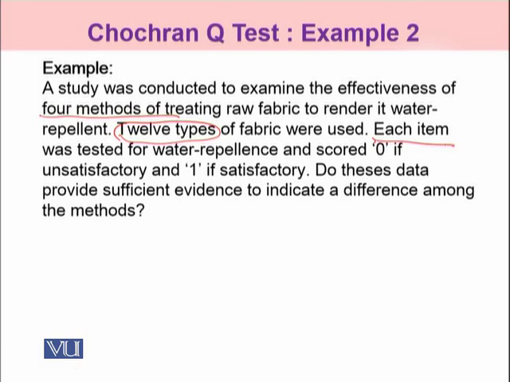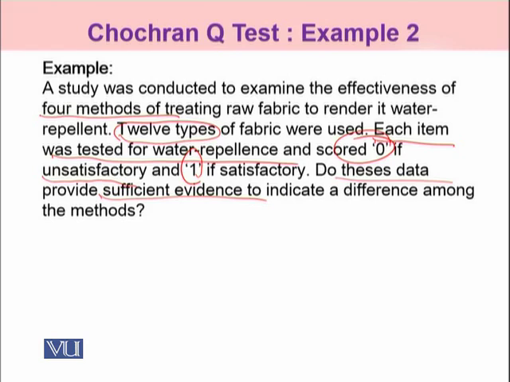Each item was tested for water repellence and a score of 0 was assigned if that value was unsatisfactory, and a value of 1 was assigned if, after applying the water repellent, the fabric was treated well. Otherwise it was not considered as treated well. So do these data provide sufficient evidence to indicate a difference among the methods?